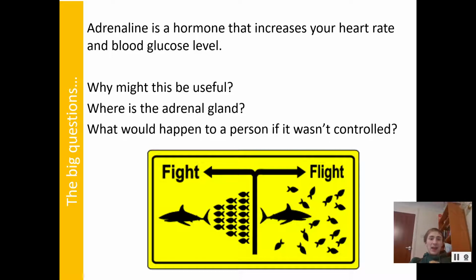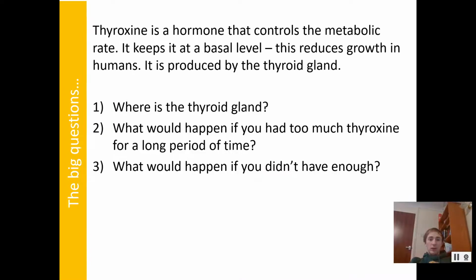Right, the second of 2 hormones we're going to talk about today is thyroxine. Now, thyroxine is a hormone that controls your metabolic rate. Now, again, we would have talked about metabolism in the respiration topic last year, which you obviously missed, which is a shame.